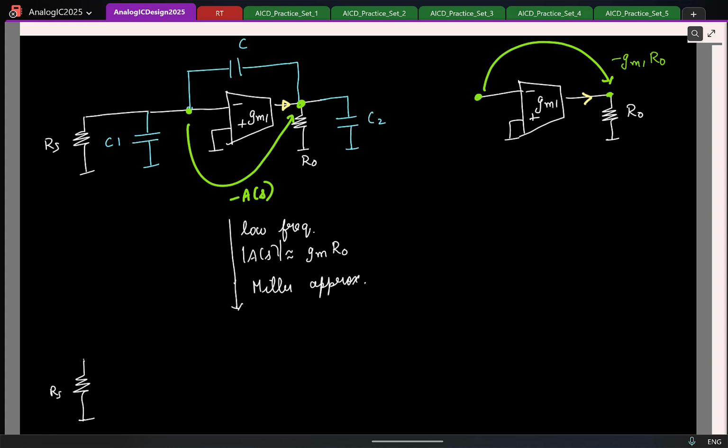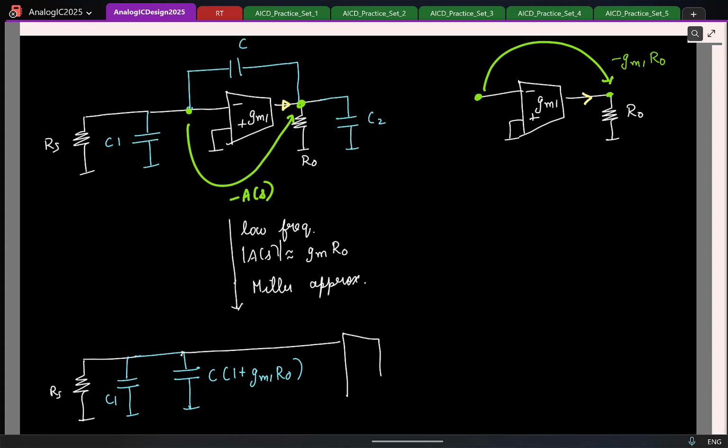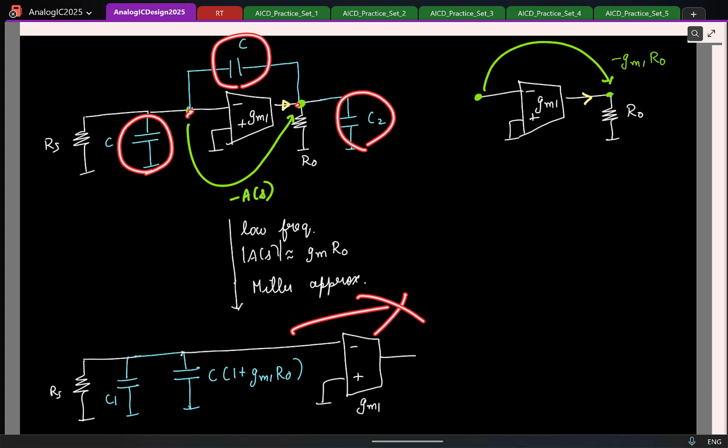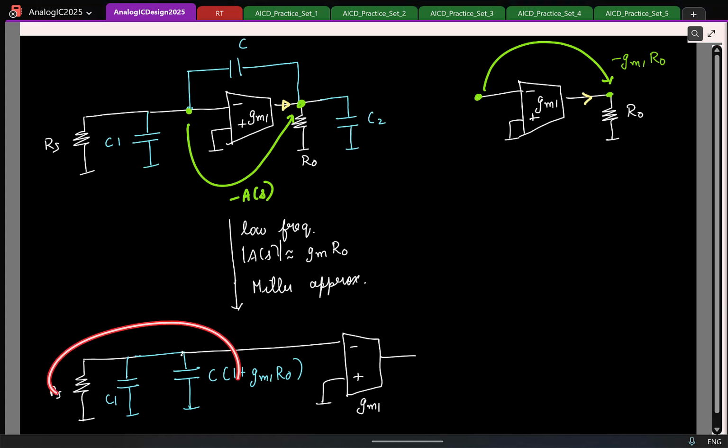So this is Rs. So I already have C1. In addition to this, I'll have a capacitor whose value is C into 1 plus Gm1 R naught. And then I have the OTA like this. Okay. So which means now you see earlier this capacitor was strongly coupling the input and the output nodes. Now the coupling is completely gone. So you can treat it as an isolated RC section.